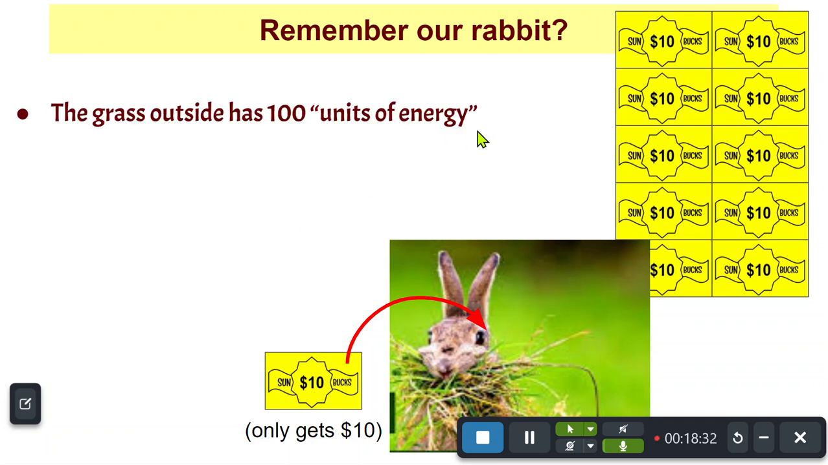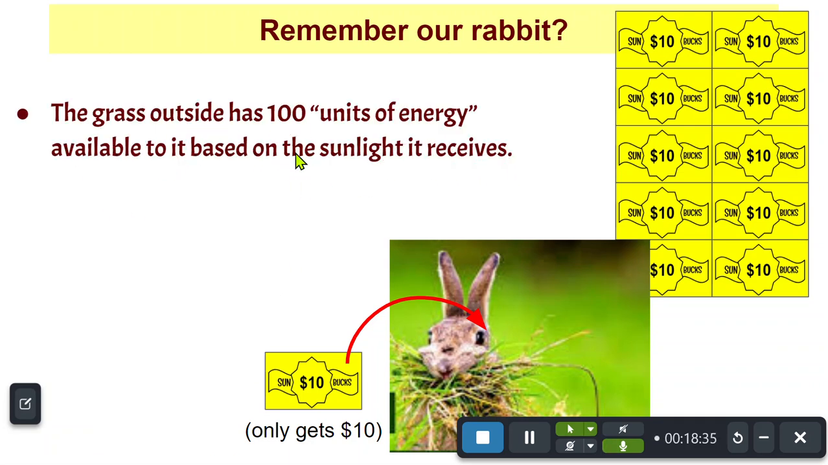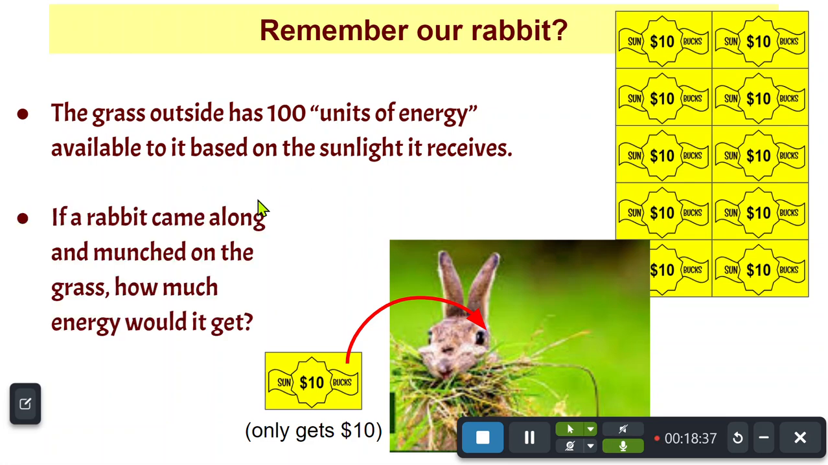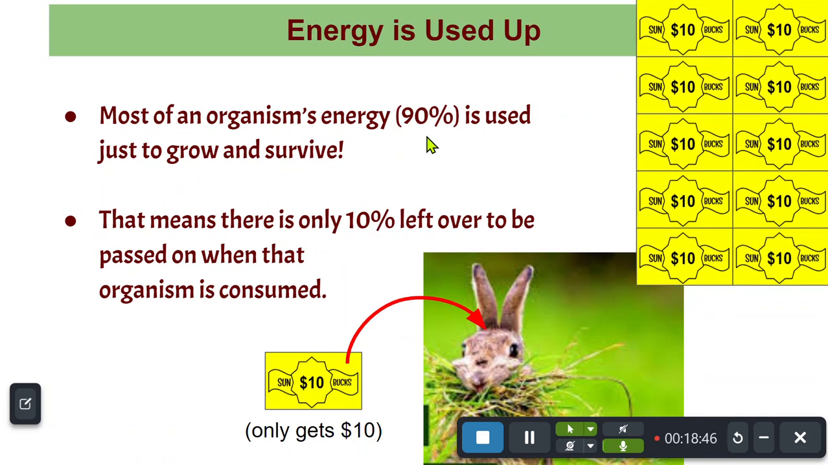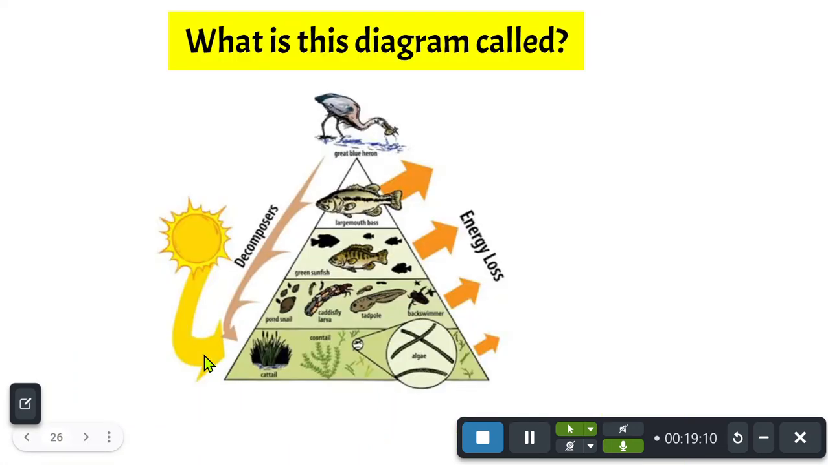Okay, this is part of our energy pyramid. The grass outside has 100 units of energy based on the sunlight. And if a rabbit came and munched on that grass, it would only get 10 sun bucks worth of energy, 1/10. Okay, so most of an organism's energy is just used so that the organism can grow and survive. 90% of the energy that that grass got from the sun is being used so that the grass can do photosynthesis and so that it can grow its roots and grow its leaves and just survive. Only 10% is what gets passed on to the organism that's eating or consuming it. Right.